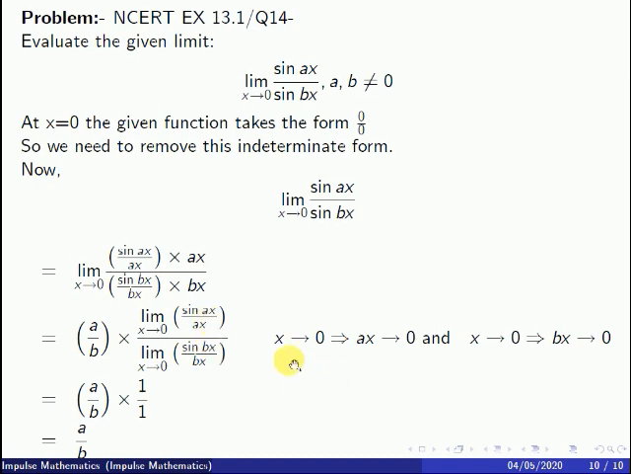As x tends to 0, ax tends to 0, and as x tends to 0, bx tends to 0. So if we take that limit ax tends to 0 sin ax by ax, by this previous property we get this will be 1, and similarly this will be 1, so 1 by 1, then the value of this is a by b. So that's all for today.